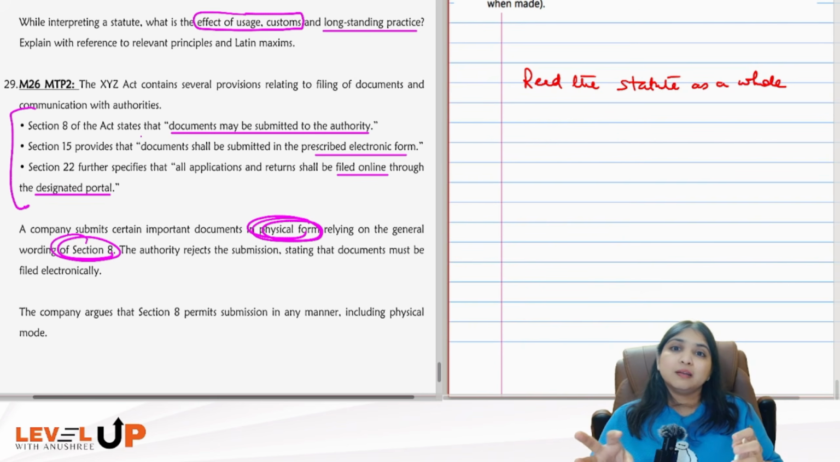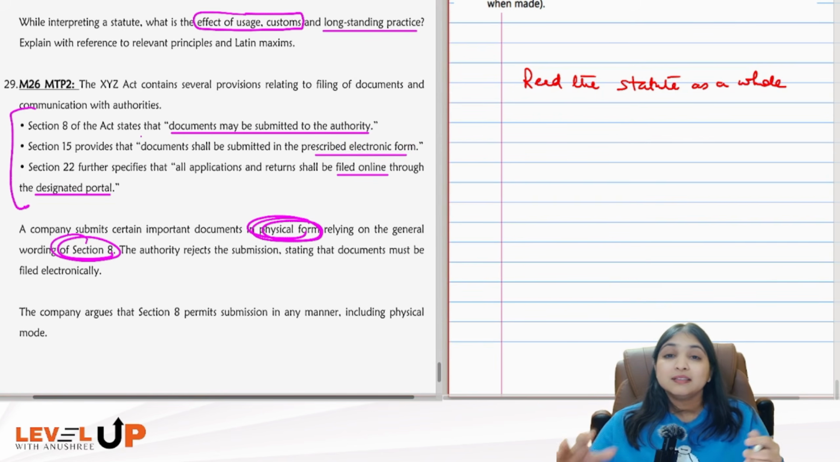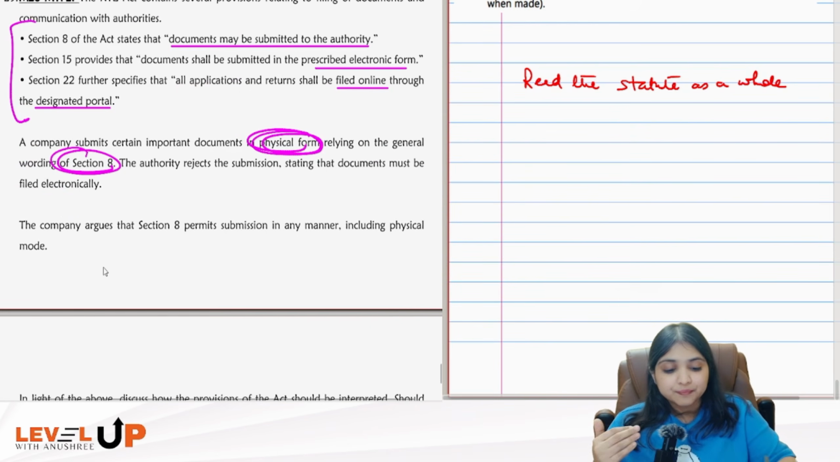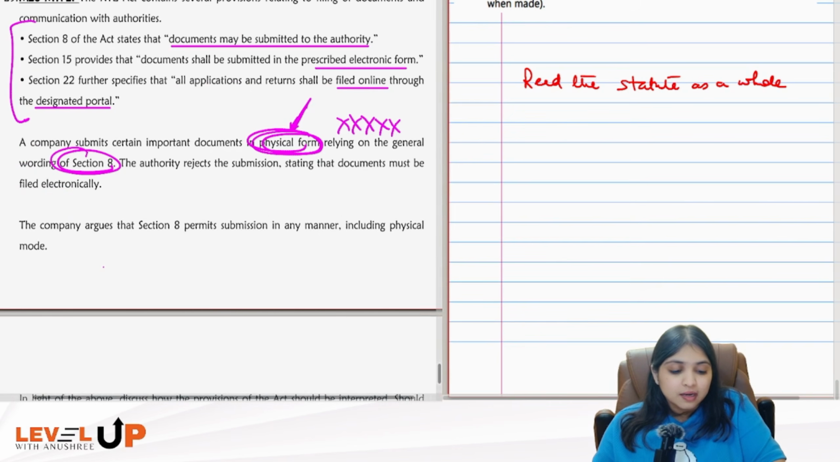So the combined interpretation will be that documents have to be submitted to the authority in electronic form through the designated portal. That will be a combined reading of these three sections put together. So what the company has done, company has submitted documents in physical form. This is definitely incorrect. Company, you should be doing the filing in electronic form only.